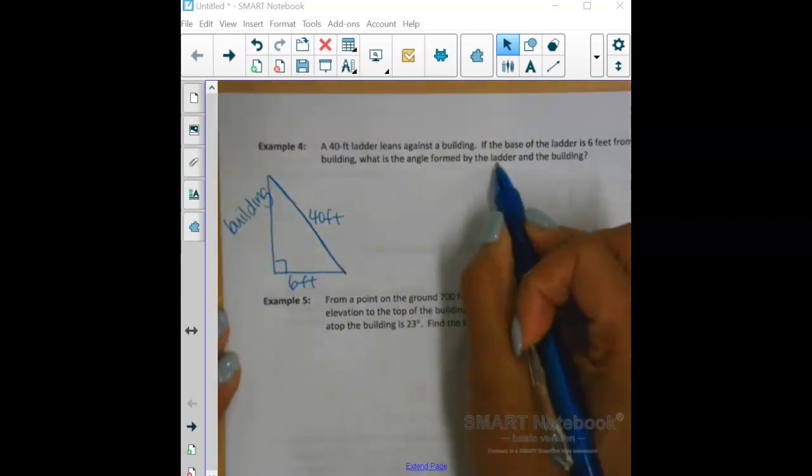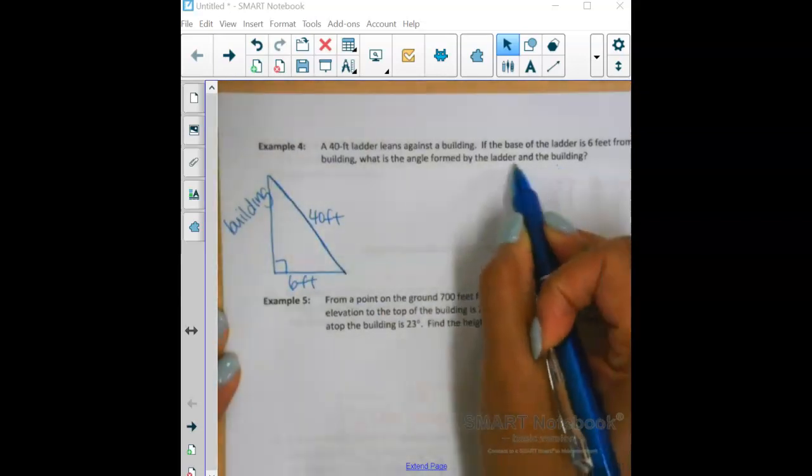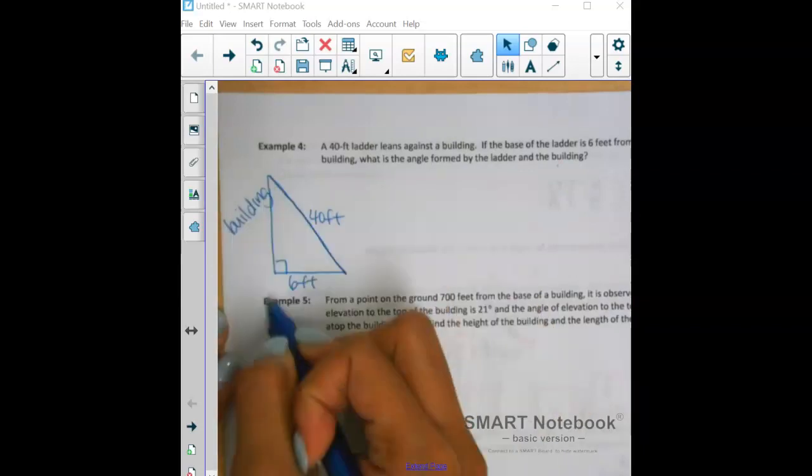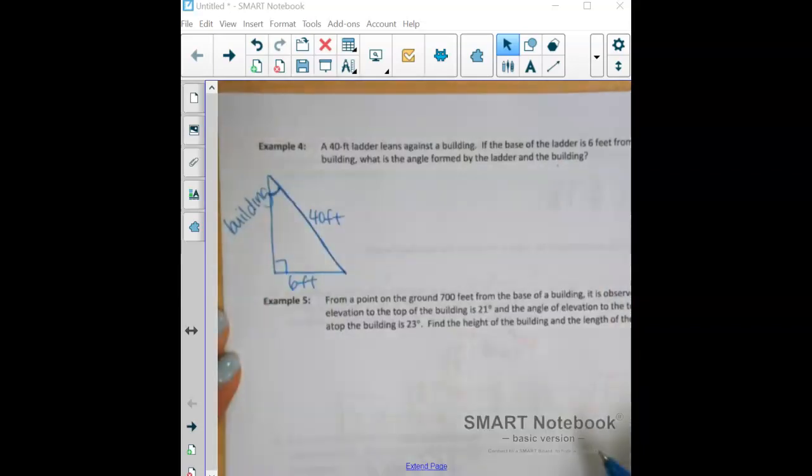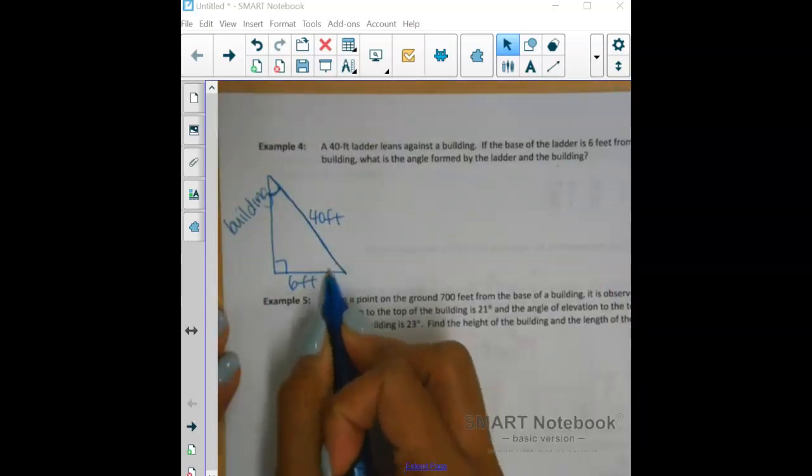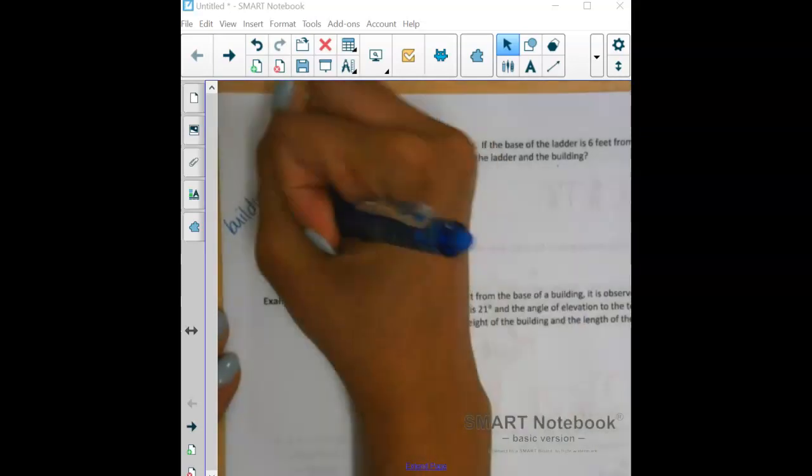It says from the ladder to the building. Ladder and building. This is the ladder, this is the building. You're looking at this angle, guys. If you were going for this one down here, what is this? That's the ground and the ladder. That's not what I'm looking for. We're looking for this.